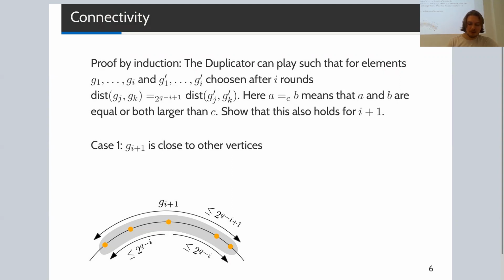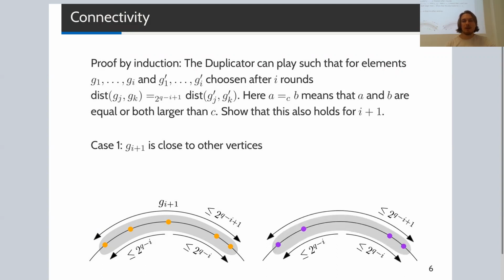Then it follows that the distance between any two vertices in this gray area is at most 2 to the q minus i plus 1, because the distance between any two is at most twice the radius. So it is 2 times this number here, and that is 2 to the q minus i plus 1. And now we're going to use our induction hypothesis. The induction hypothesis states that in the other graph so far, there have been chosen some other elements, and their distances have been preserved exactly up until the threshold 2 to the q minus i plus 1. And any two vertices here and here, their distance is bounded by 2 to the q minus i plus 1, which means they have exactly the same distance in our purple graph on the right.